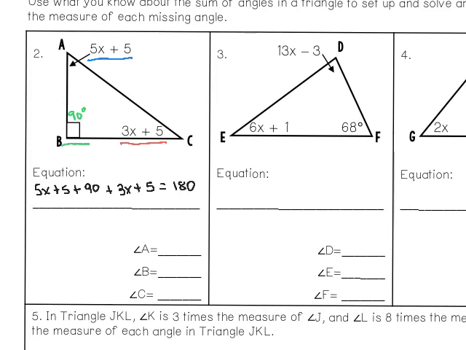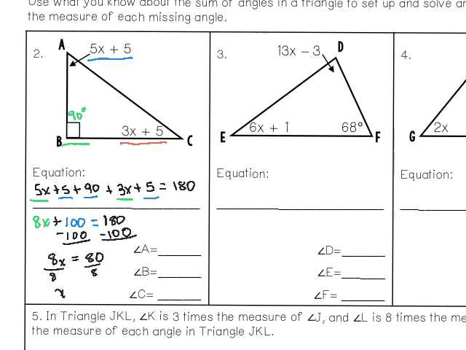Now we're going to combine like terms. Remember those? Anything that's a variable term is a like term, and anything that's a constant is a like term. So 5x and 3x is 8x, plus 5 and 90 and 5 is 100, equals 180. You need to subtract 100 from both sides. We get 8x is equal to 80, and we find that x is equal to 10.